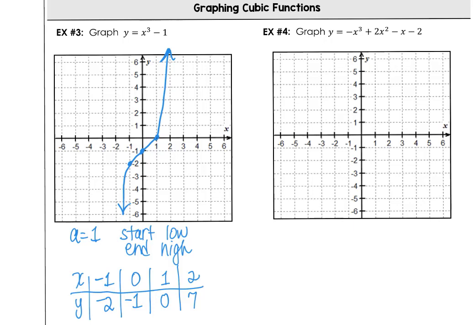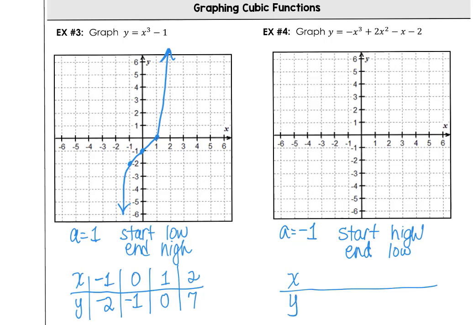On the next one, our a value is -1, so it's going to do just the opposite of example 3. And we would expect it to start high, or start on the up, and end low, or end on the down. And again, just making a table and choosing just a few x values to substitute into the function, we'll find a few y values. And we know the behavior of the graph.